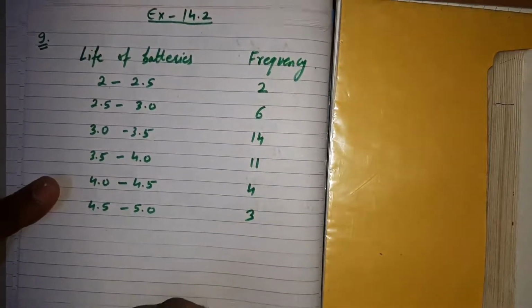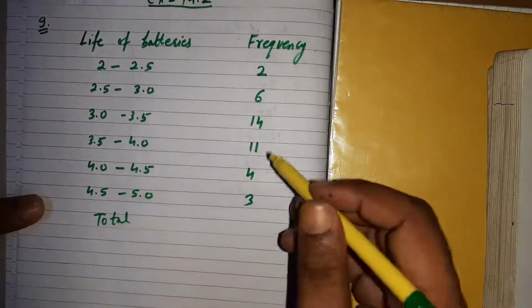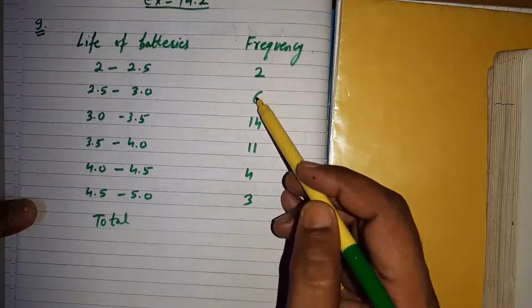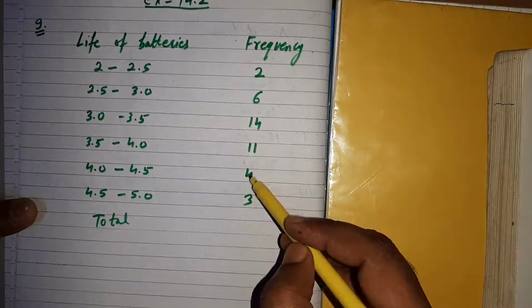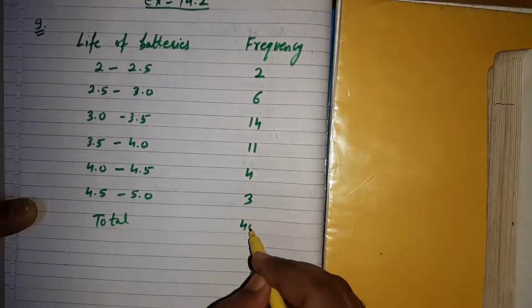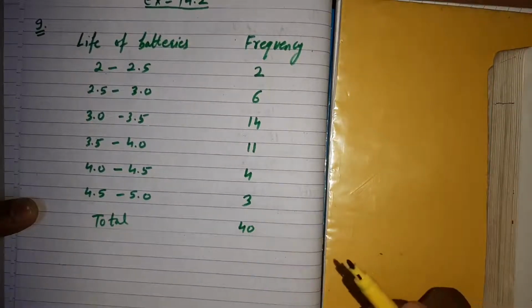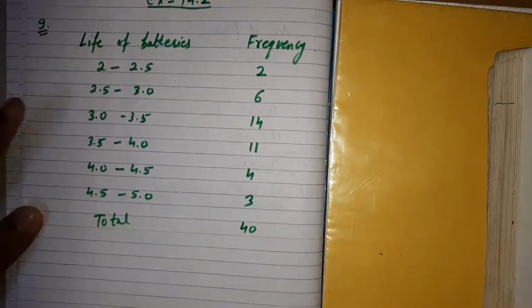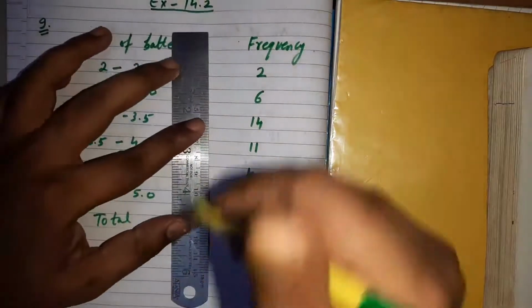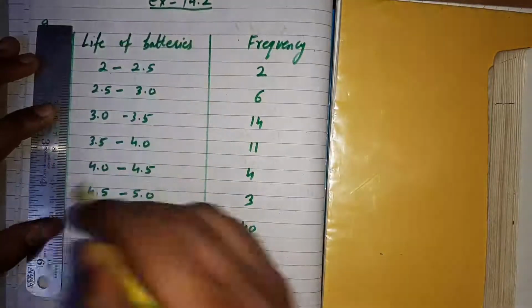Now here we can find the sum of these frequencies. So the sum will be 2 plus 6 is 8, 8 plus 14 is 22, 33, 37 and 40. And we have only 40 such batteries. So it means we have taken all the data. This is the group frequency distribution table.